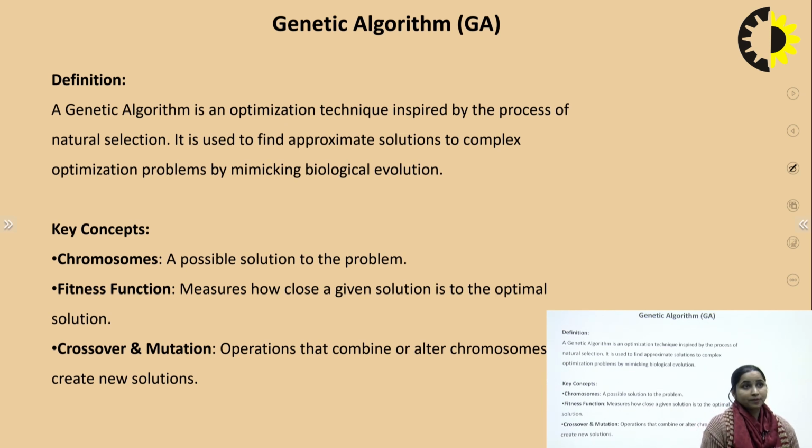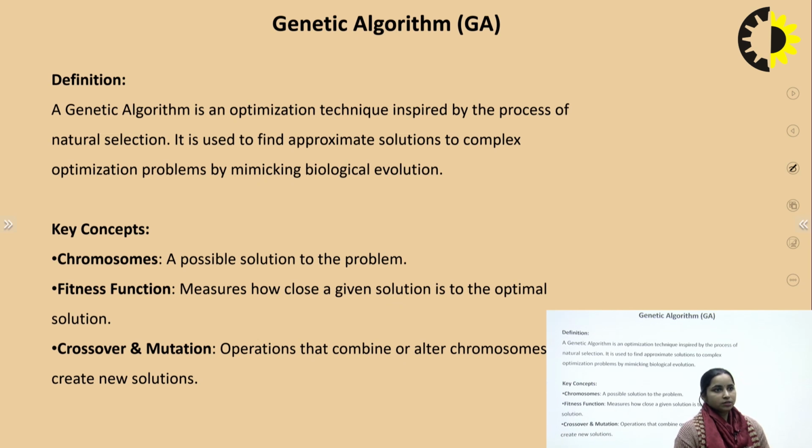It is the optimization technique inspired by the process of natural selection. It is used to find approximate solutions to complex optimization problems by mimicking biological evolution. So here the things are chromosomes, fitness function, crossover and mutation. A chromosome is a possible solution of the problem.